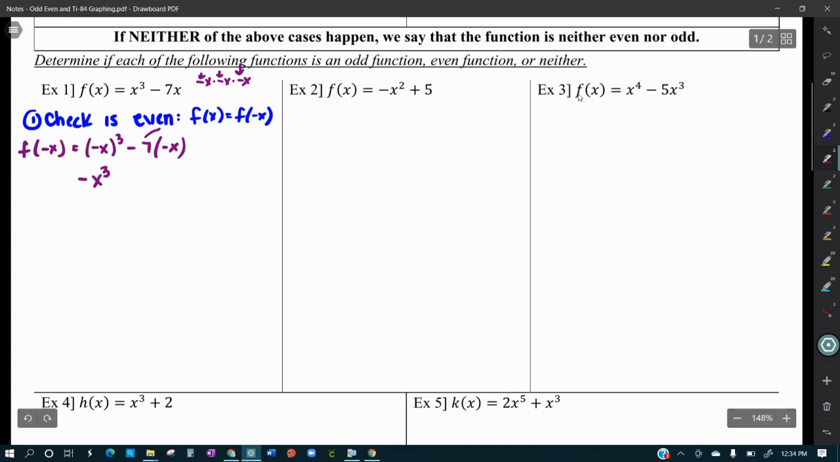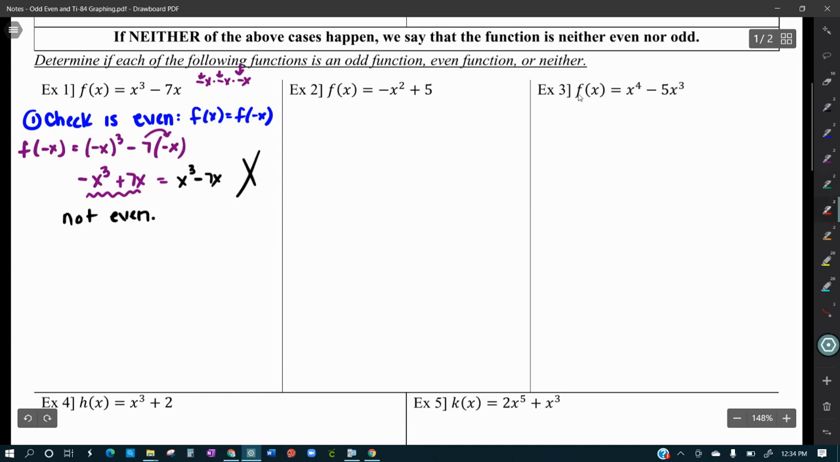Now, negative 7 times negative x is a positive 7x. So now we need to see, is this equal to the original function that we had, x to the third minus 7x? Well, in this case, it is not. So that means this function is not even.